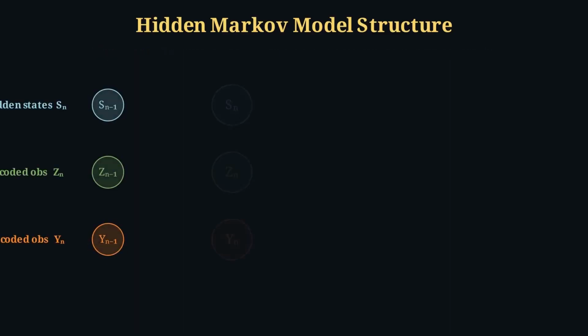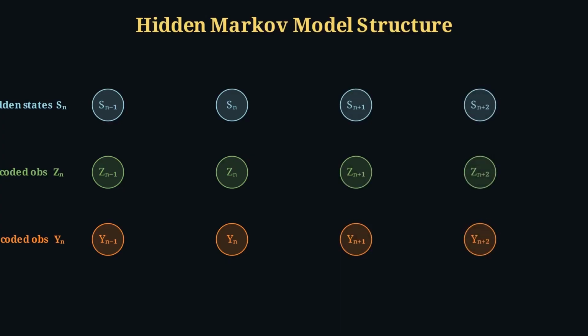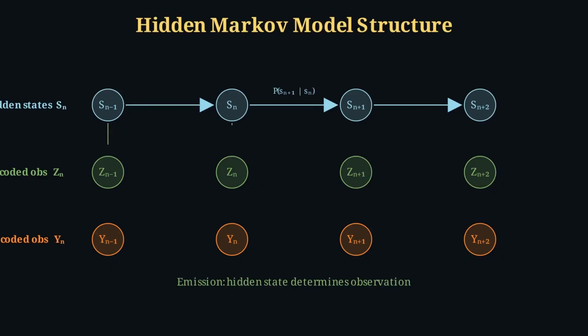At the top are the hidden states Sn, shown in blue. These evolve over time according to transition probabilities, the probability of moving from state Sn to state Sn plus 1. In the middle are the encoded observations Zn in green. Each hidden state emits an encoded observation according to the emission probability P of Zn given Sn.